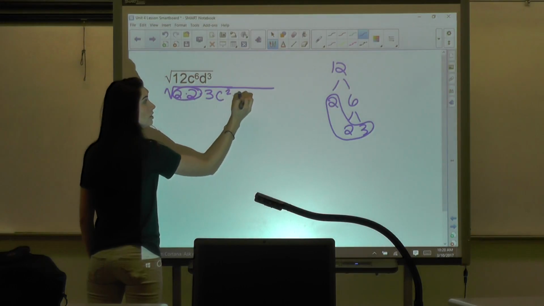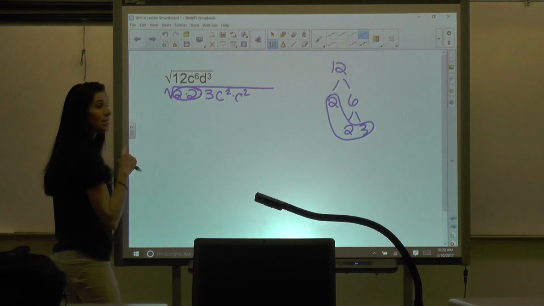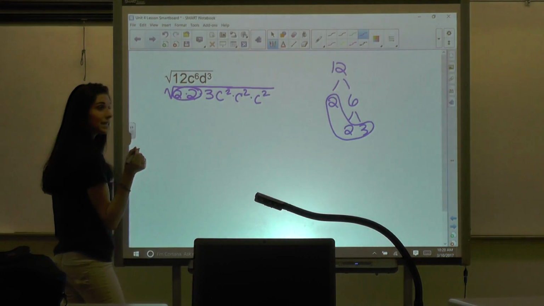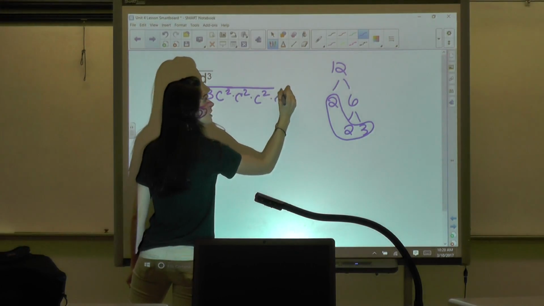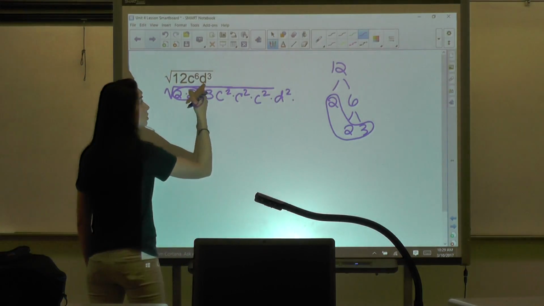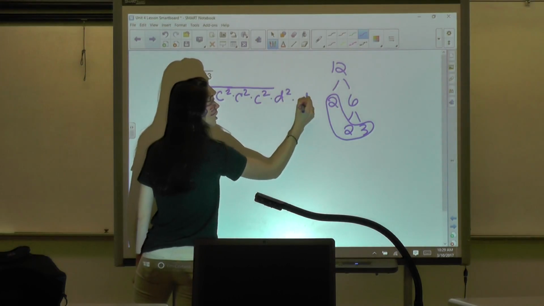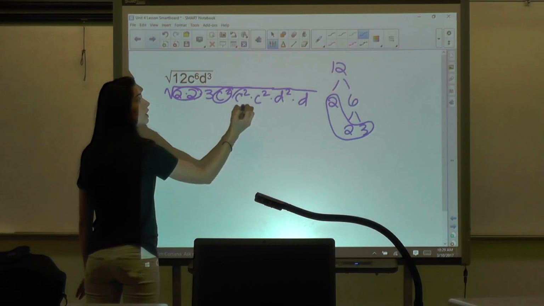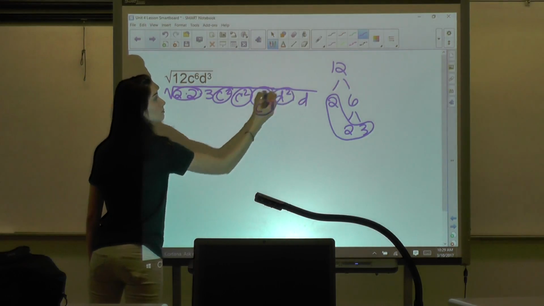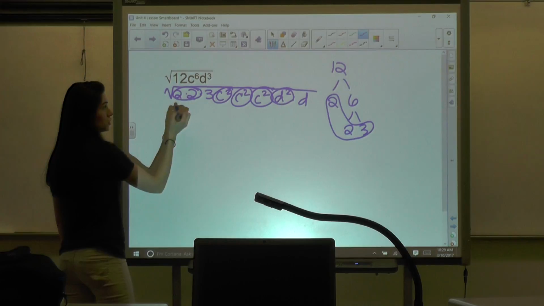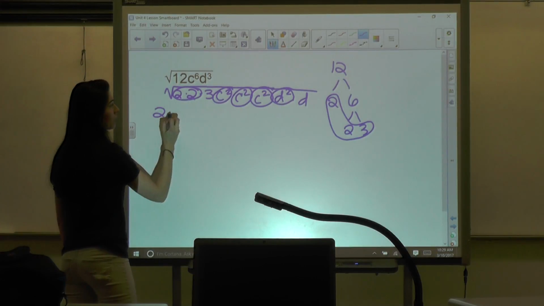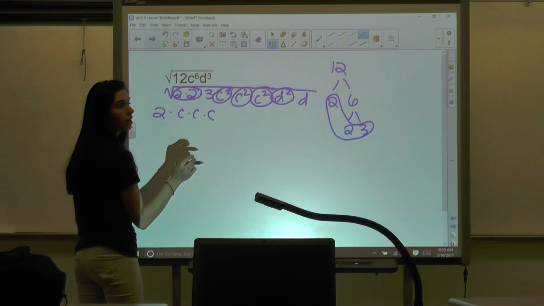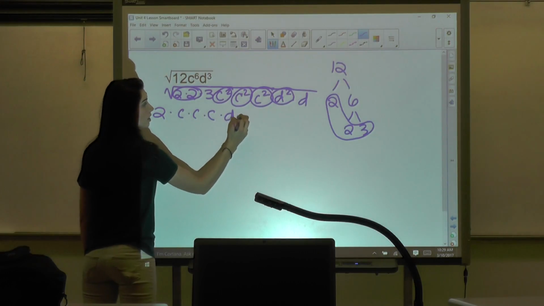So c squared times another c squared is c to the power 4, times another c squared is c to the power 6. Then we have our d's. D squared, how many more d's do I need? 1. You have to have 2 to bring out 1. So I have 2 of all of these things. So I bring out the 2, I bring out a c, and a c, 1, 2, 3. I also bring out a d.